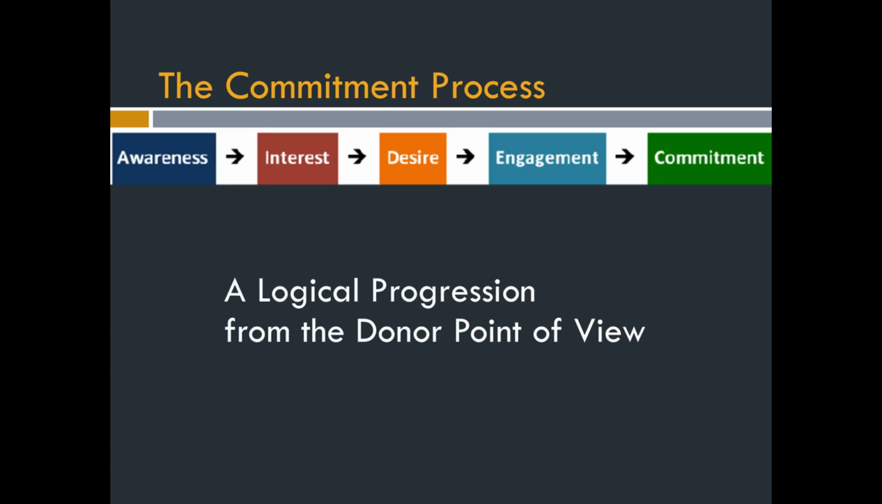So that first point is, you've got to take the donor to the scene. Then we want to go through this whole commitment process, how a donor thinks. It's the logical progression from a donor's point of view. And there are 5 steps: awareness, interest, desire, engagement, and commitment. And this is all leading to building that perfect offer for that donor. If you go through this process, at the end of it, you'll come up with an inspiring offer for them.